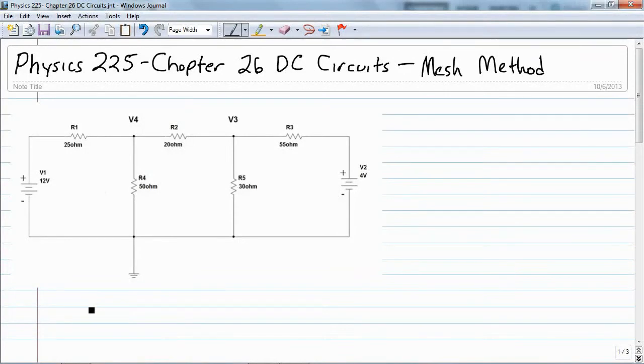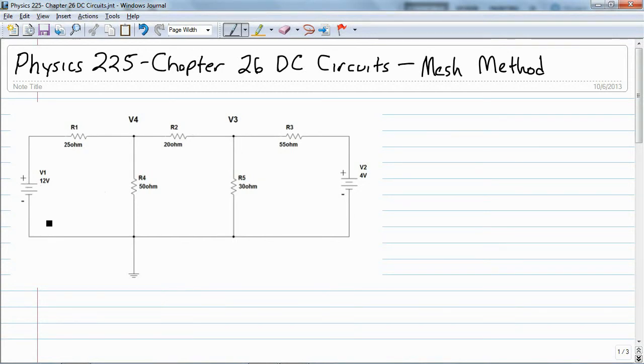I'm just very quickly going to go through the mesh method. And once you see how to set it up, pretty much you can solve it and use it. It's up to you whether, if you understand the concept, you want to use it, that's fine. The first step with mesh, of course, I already put my polarities in for my batteries.